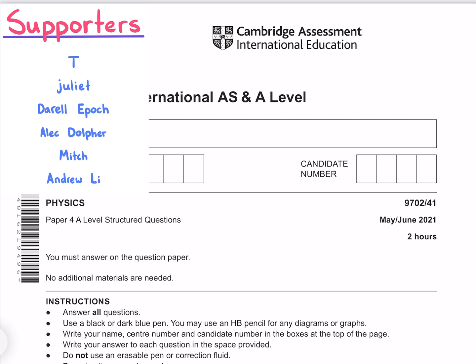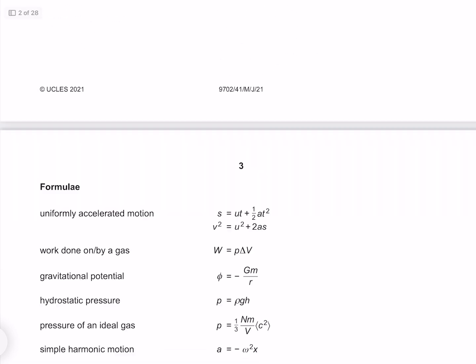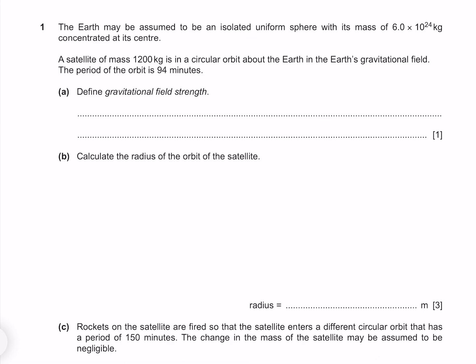In this video, I'll be going through the 2021 May-June A-Level Physics Structured Questions paper. The Earth may be assumed to be an isolated uniform sphere with its mass of 6.0 times 10 to the 24 kilograms concentrated at its center. A satellite of mass 1200 kilograms is in a circular orbit about the Earth in the Earth's gravitational field. The period of the orbit is 94 minutes.